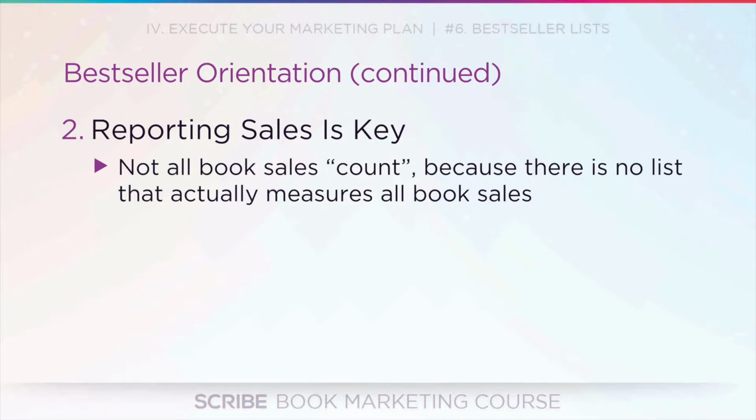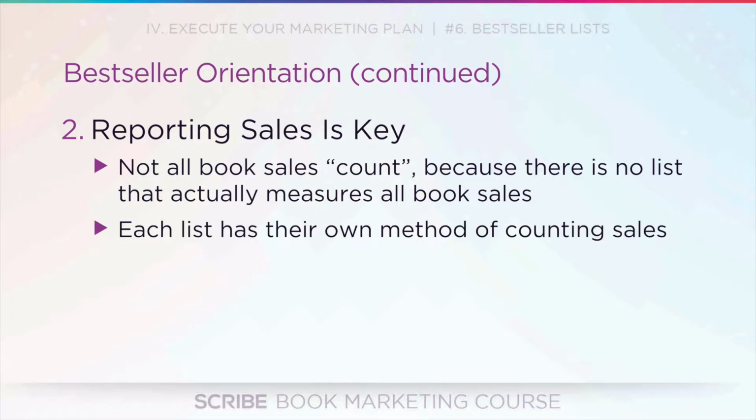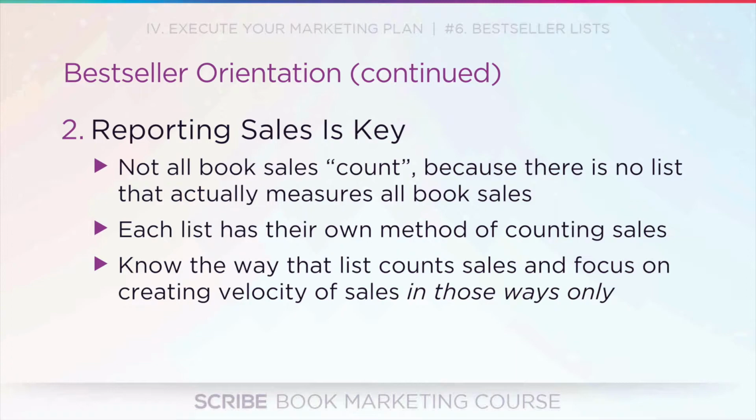Now, not all book sales count, in quotes, for bestseller lists because here's the thing. There is no such list that actually measures all book sales from all outlets. It doesn't exist. In the purest sense, there is no such thing as a real bestseller list. In fact, in the resources, I link a blog post where I explain this, but essentially what happens is every list has their own method of counting sales, and each list only counts a small fraction of the actual books that are sold. For example, Amazon only counts books sold on Amazon.